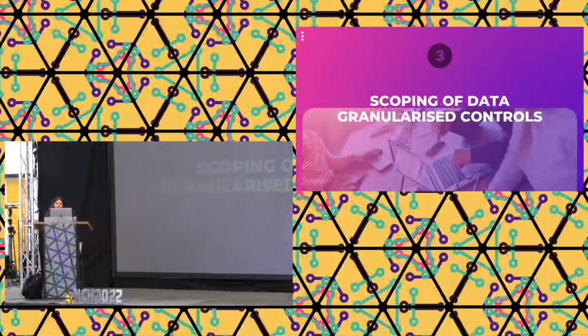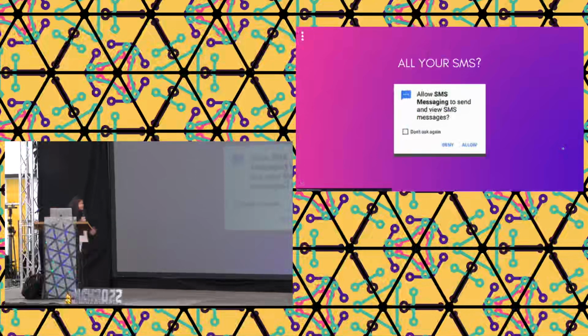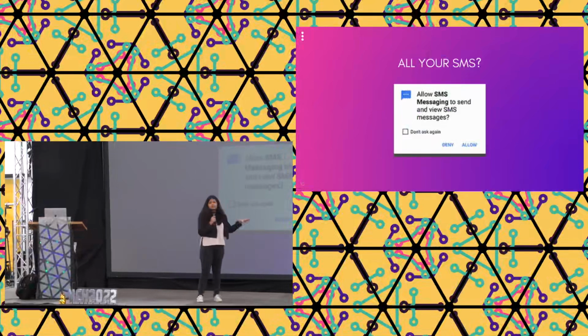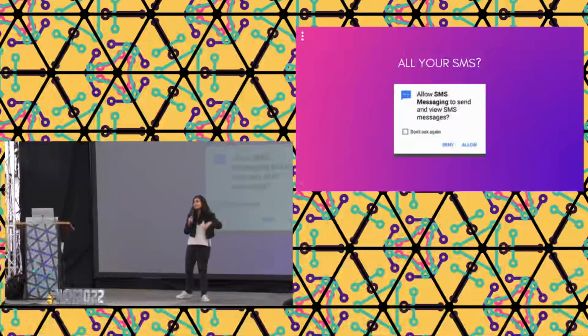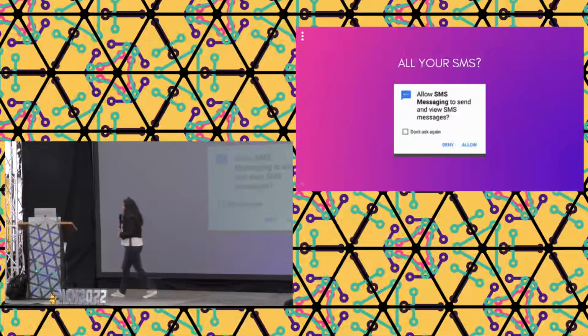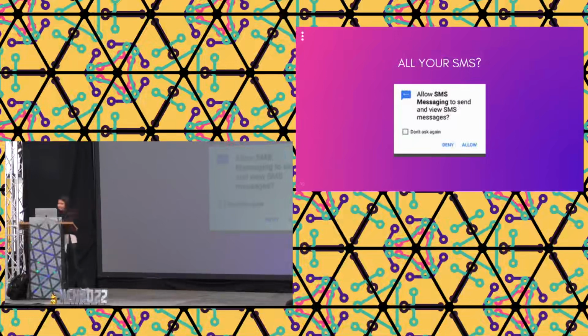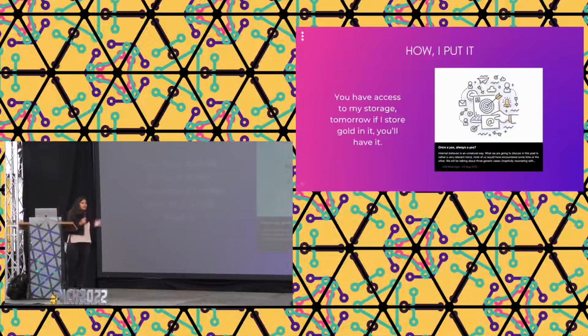For example, scoping of data and granularized controls. Let's take this case: allow SMS messaging to send and view SMS messages, right? So when you give this SMS read permission, it can basically read any SMS that comes to you. The thing that I find problematic in this model is that you're kind of giving access to the storage. So when you allow the permission, you basically give the keys to your storage, but you do not know what will end up in your storage, right?